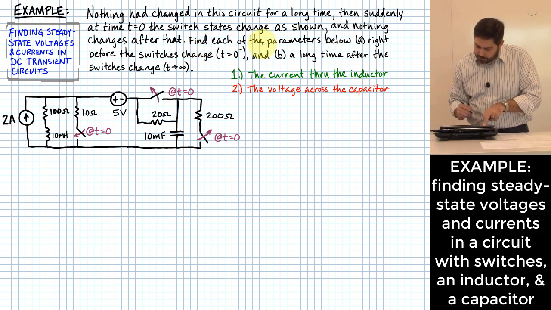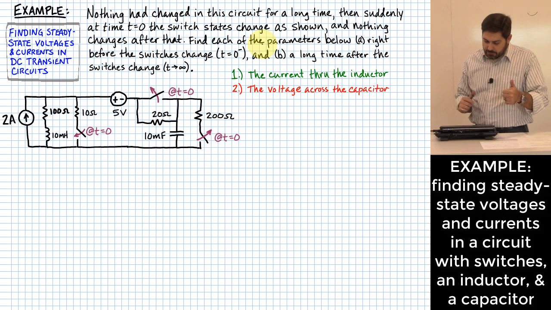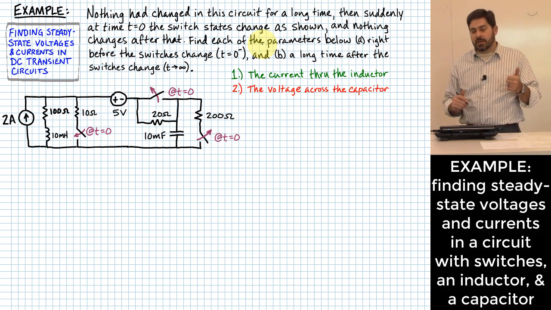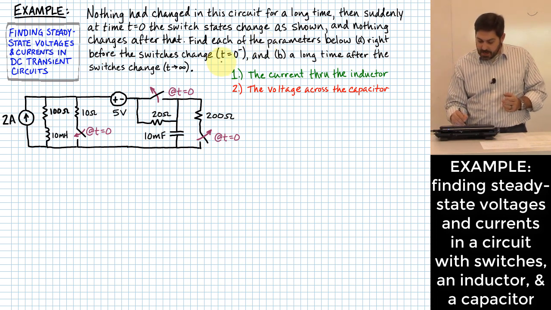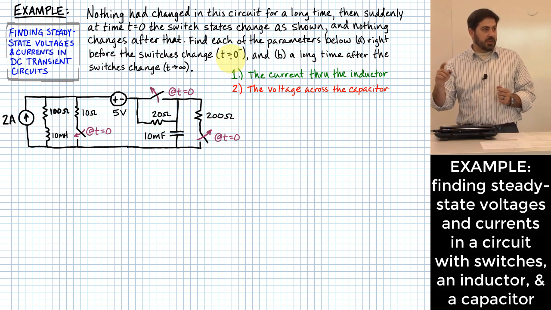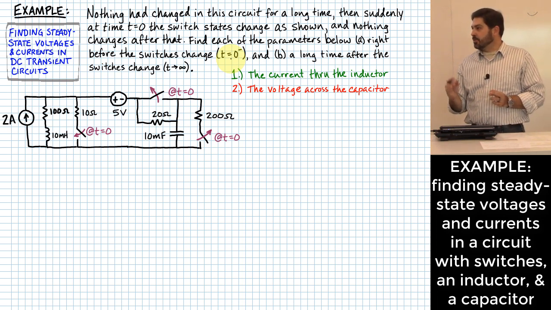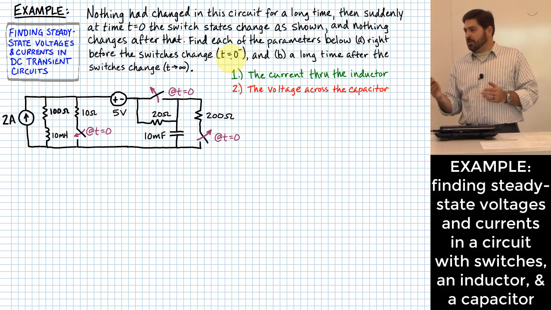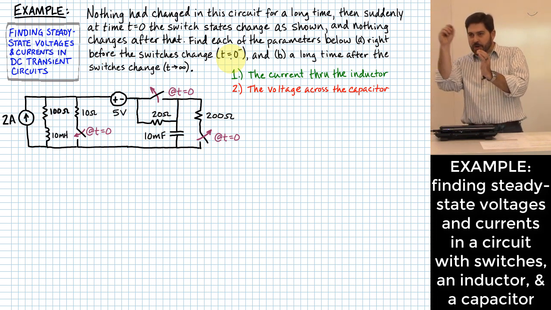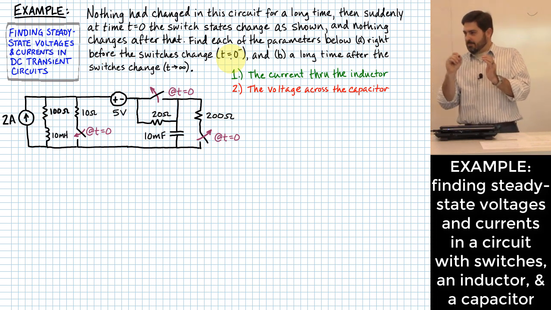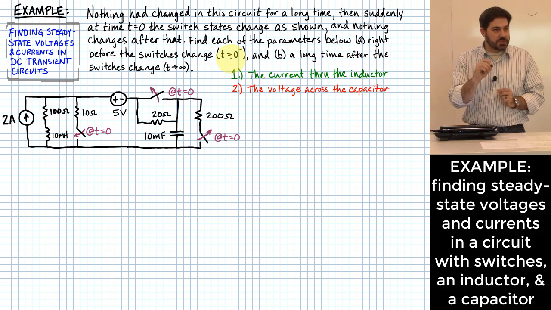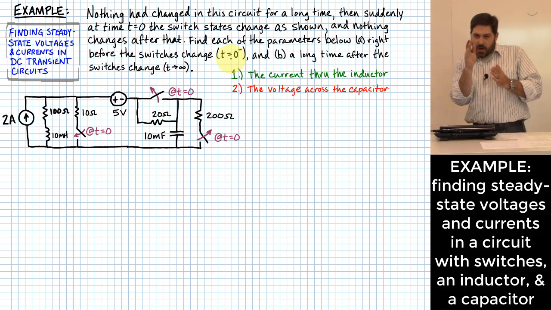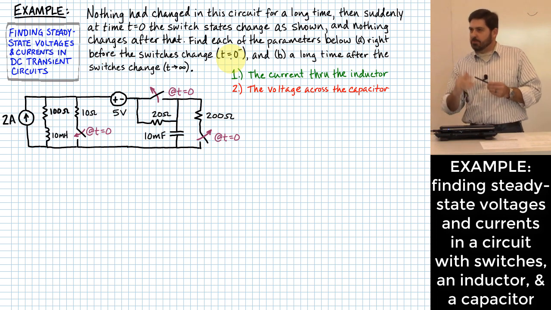It says find each of the parameters below A right before the switches change. The way that we often denote that in shorthand is time t equals 0 minus. Anytime you have instantaneous changes, that creates a bit of difficulty in describing functions, so that's probably notation you learned in math class, where you could say at some point in time, but put a little note next to it and say, but right before that. Or you could do time t equals 0 plus. What does that mean? It means right after you make that change, or right after that point in time.